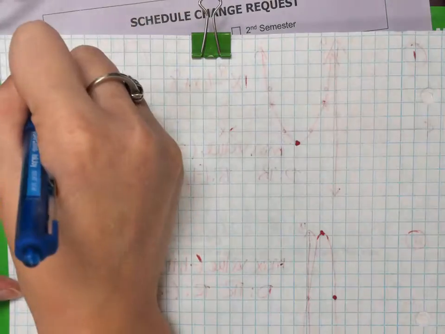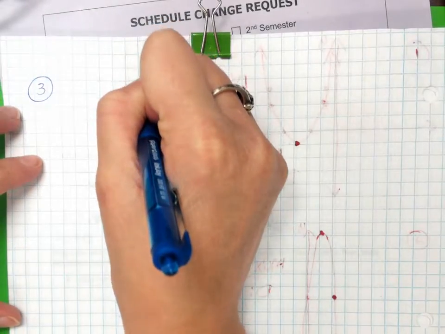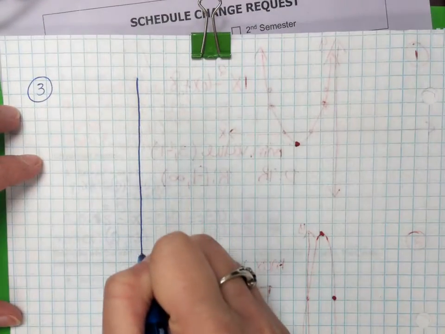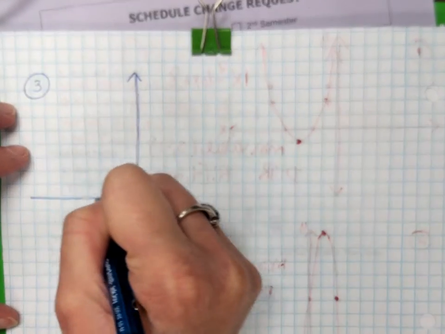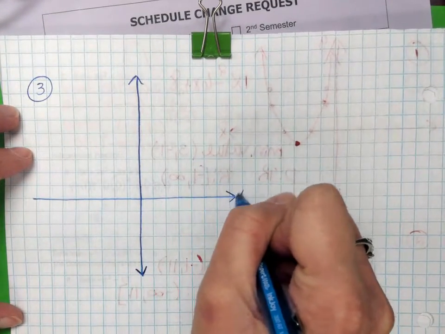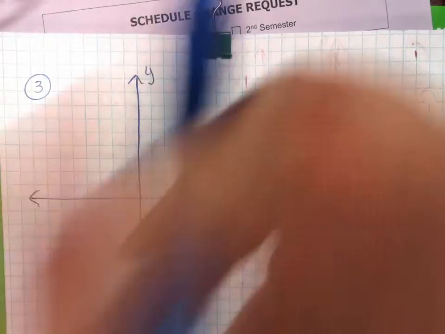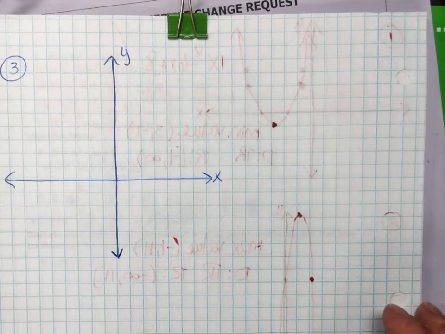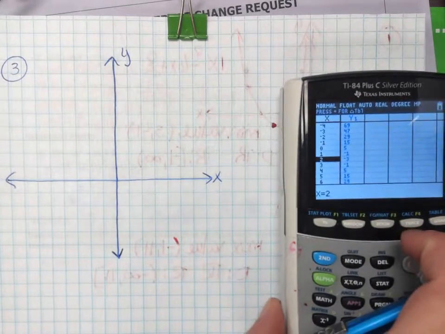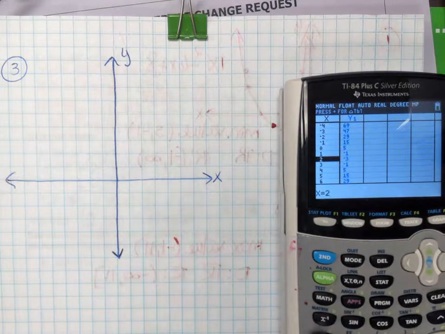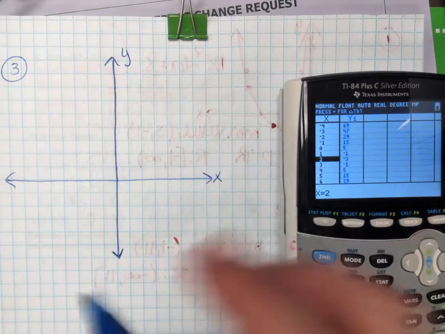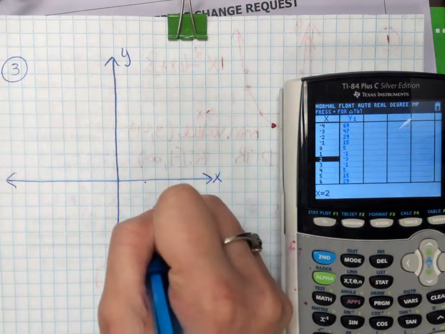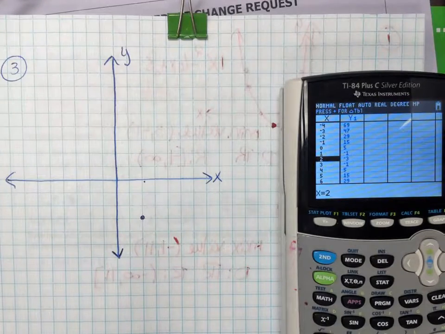Alright, let's make our graph. This one's not very big. Probably made mine a little too big, but it'll be alright. Alright, so the very first one we're going to graph is that vertex. So what is that vertex? 2, negative 3. So right 2, down 3. That's your vertex. Y'all okay?